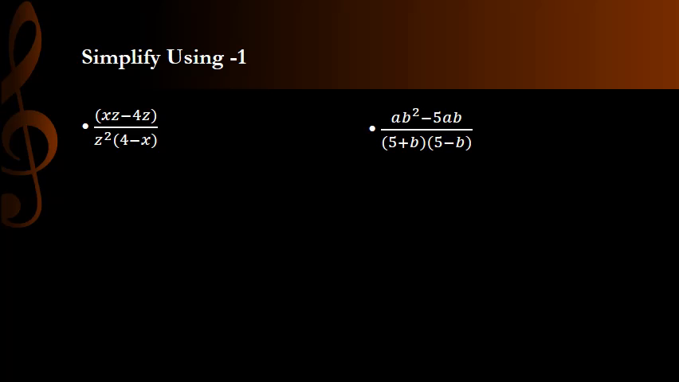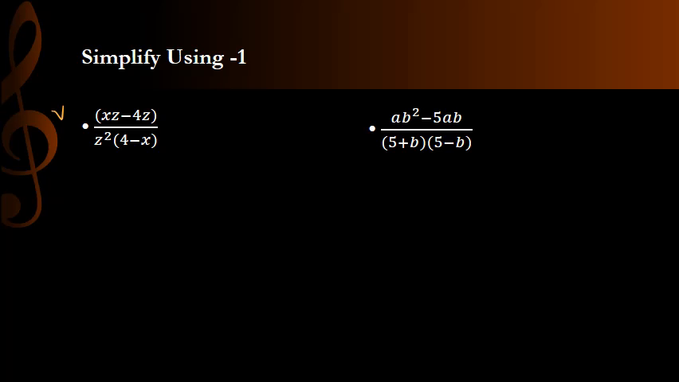Now, sometimes when we're looking to simplify rational expressions, we're going to find that we may need to factor out a -1 to get the binomials in the proper order, or what I mean by that is to have the proper sign. So let's look at what we've got here. Let's look over here on the left.